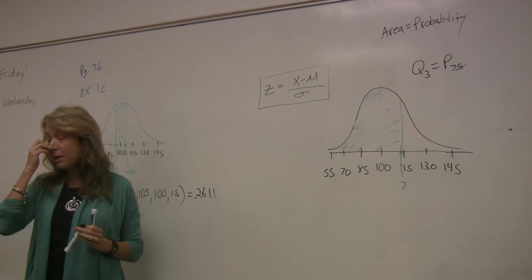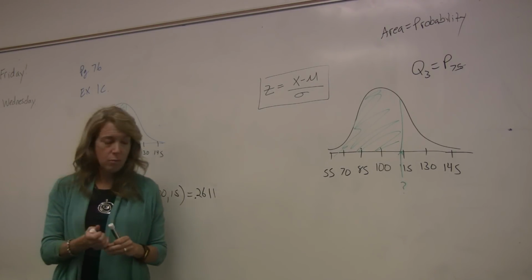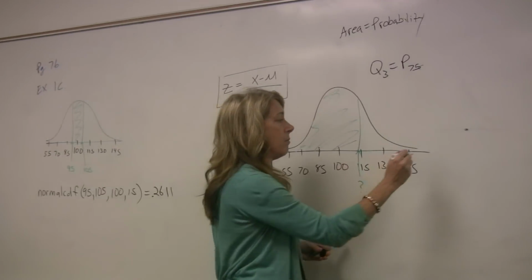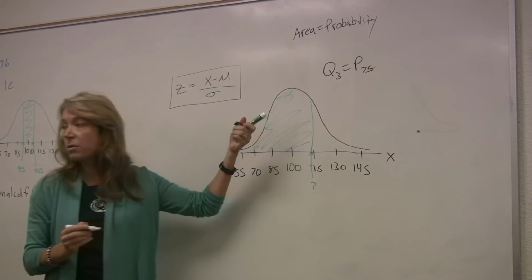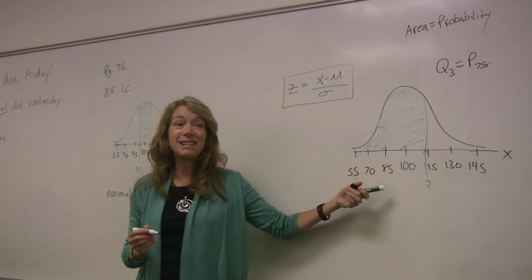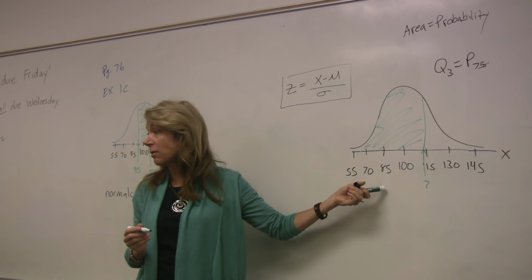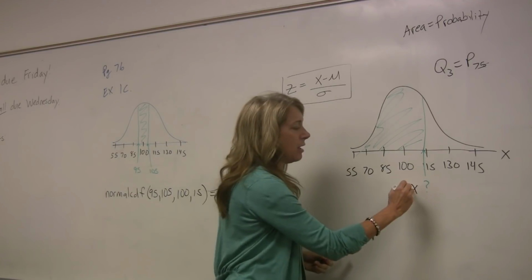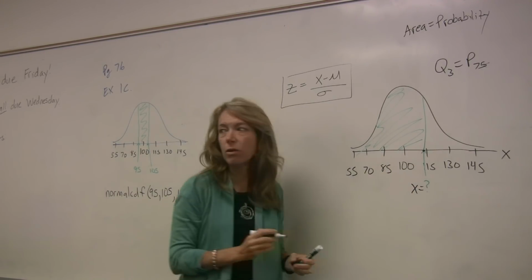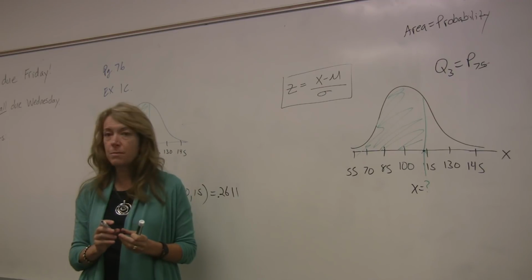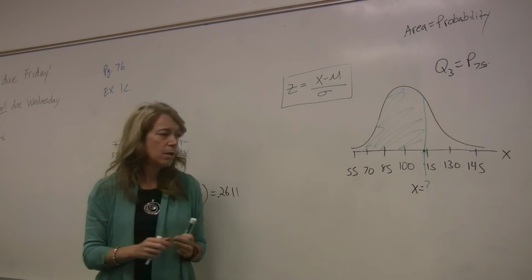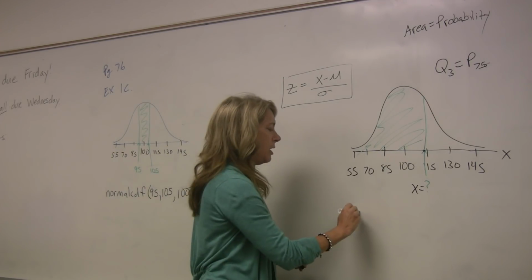And so Kevin was saying we need to do inverse norm. Why do we need to do inverse norm? Because we have the percent, and we don't know the X, in this case it's an X, not a Z. We don't have the X that goes with it. That's the question mark. What is this X right there? What is that IQ score right there? So what do I put into inverse norm?